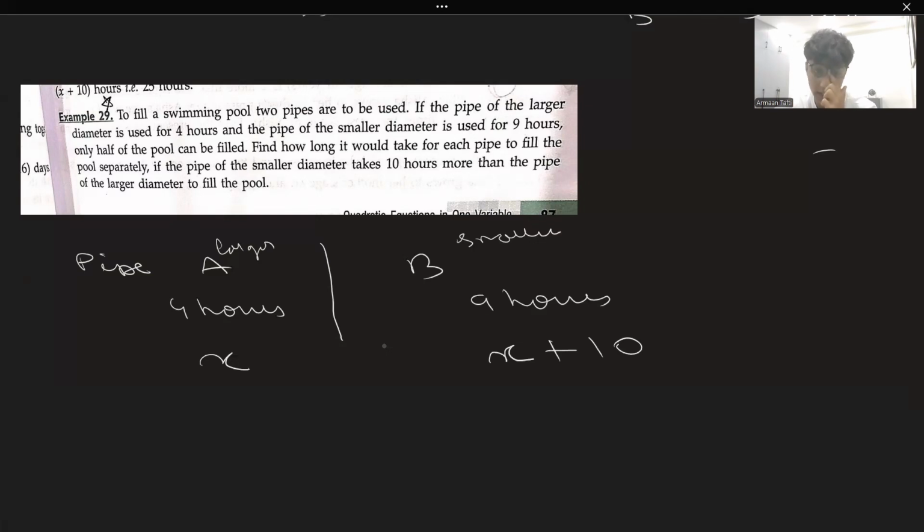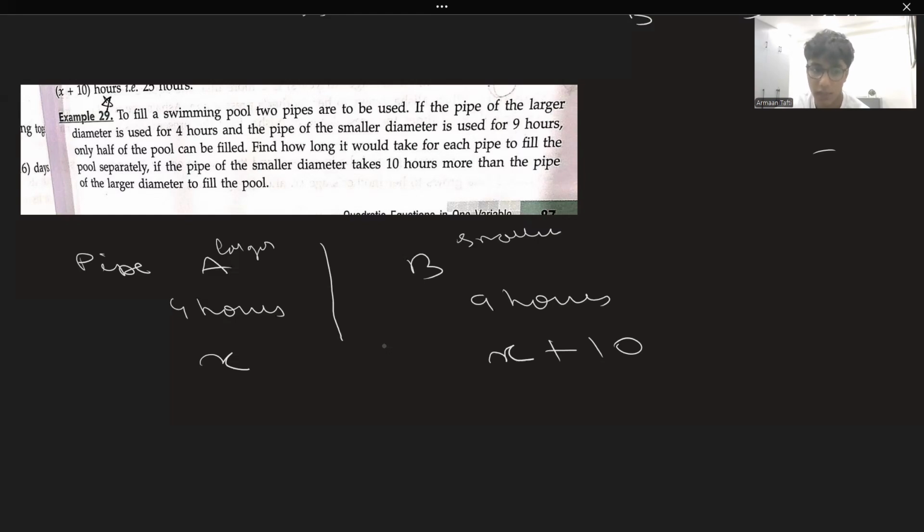Okay, but before we get into that, let's reread the question once. We have to fill a swimming pool. We have two pipes. One is a larger diameter, one is a smaller diameter. One can fill the pool in X hours, the other one requires X plus 10 hours. If one of the pipes is used for 4 hours and the other pipe is used for 9 hours, then only half the pool is filled.